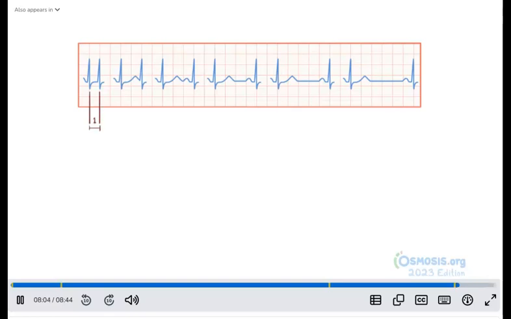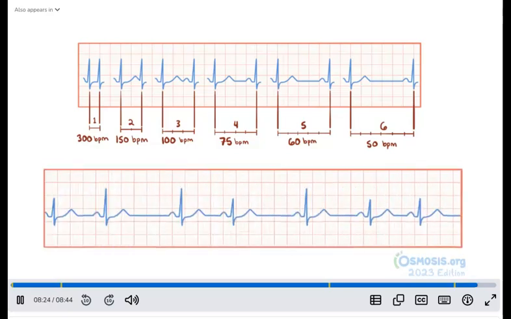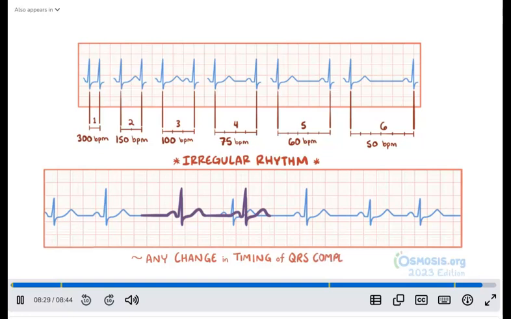Alright, as a quick recap, one quick way to estimate the heart rate on an ECG is to remember that one big box is 300 beats per minute, two big boxes is 150 beats per minute, three big boxes is 100 beats per minute, four big boxes is 75 beats per minute, five big boxes is 60 beats per minute, and six big boxes is 50 beats per minute. To help identify an irregular rhythm, you can look at the waveforms and see if there's any variation in the timing of the QRS complexes.